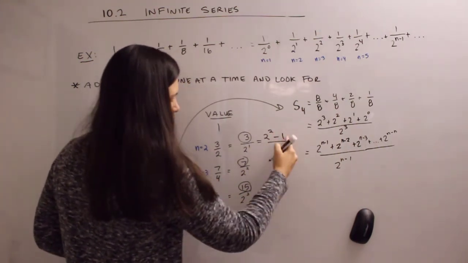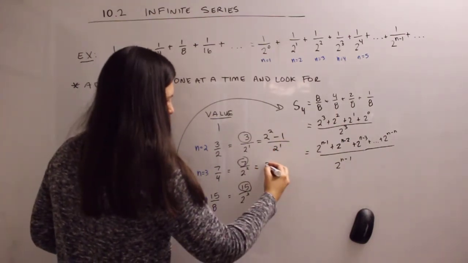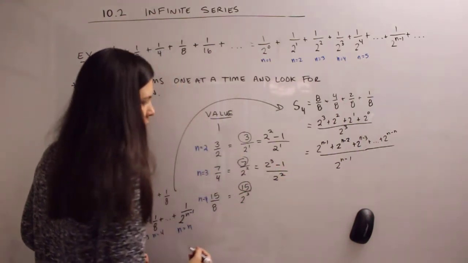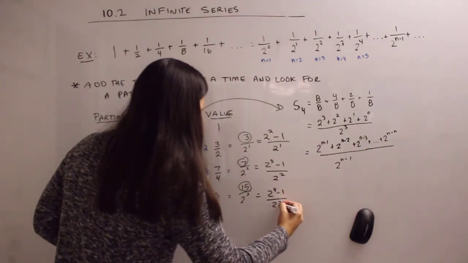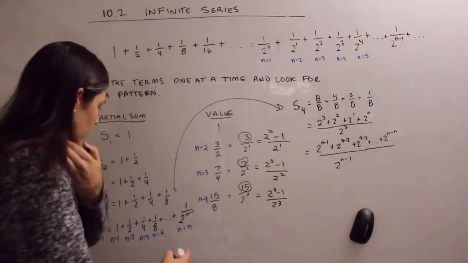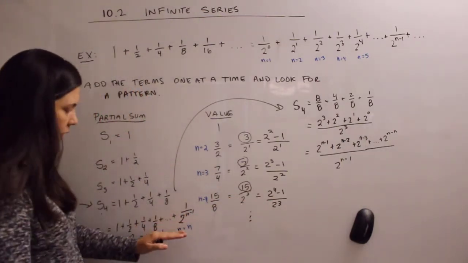Okay, that was 4 minus 1. And then this is just still 2 to the first power. This is 2 to the third power, take away 1, still over 2 squared. This is 2 to the fourth power, take away 1, still over 2 cubed. And this, hopefully you see it, this is a pattern, and so you can generalize it down here for our S sub n.